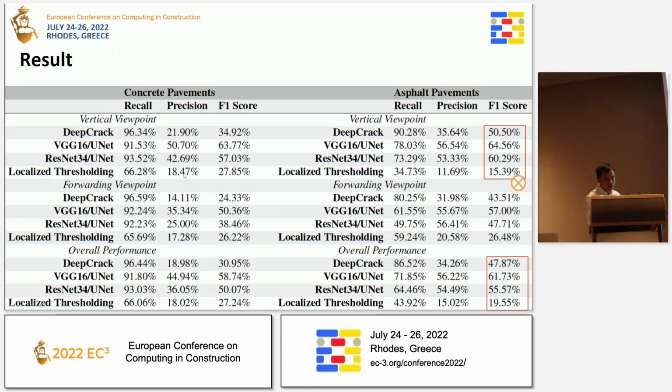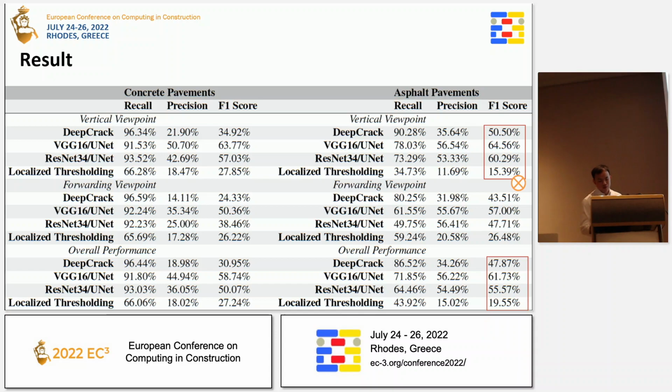This is because in concrete pavements, we have something called concrete joints between different patches of the pavement, which is quite similar to a crack, and most of the algorithms cannot distinguish them successfully, which I will present in the visual results. But overall, asphalt pavement has a higher F1 score.